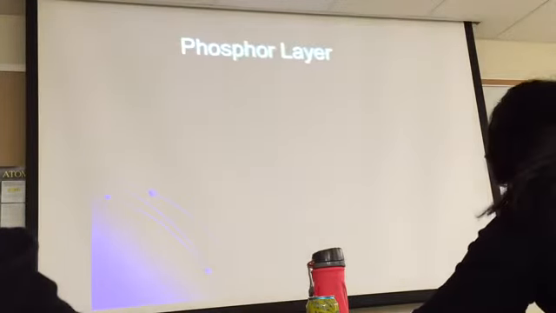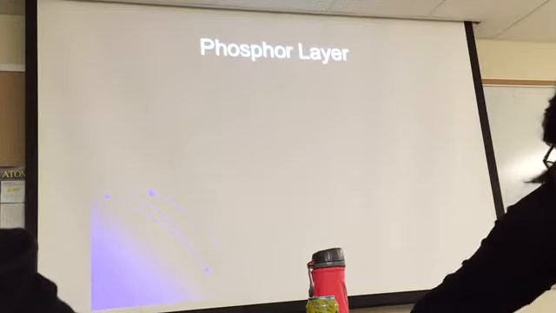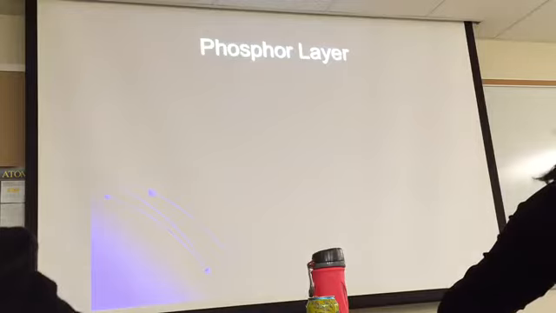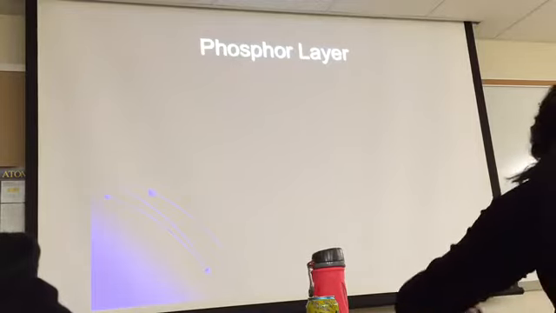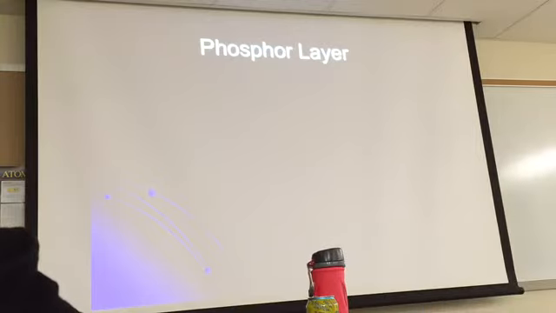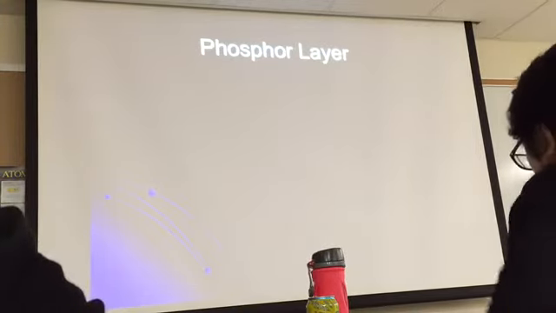All right, so now let's talk about the phosphor layer. I went through the base, then the reflective layer, I jumped over the phosphor layer to the protective coat, and now I'm going back to the phosphor layer. This is the active layer. This is where the physical chemical reaction will happen.